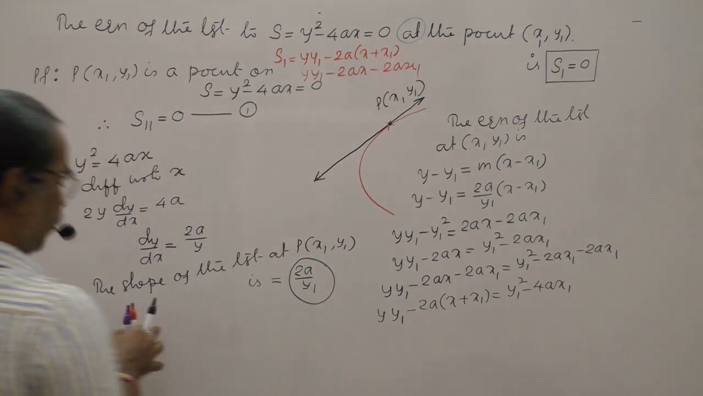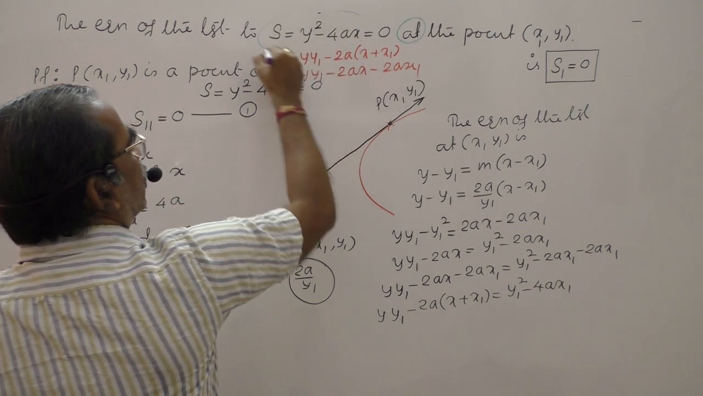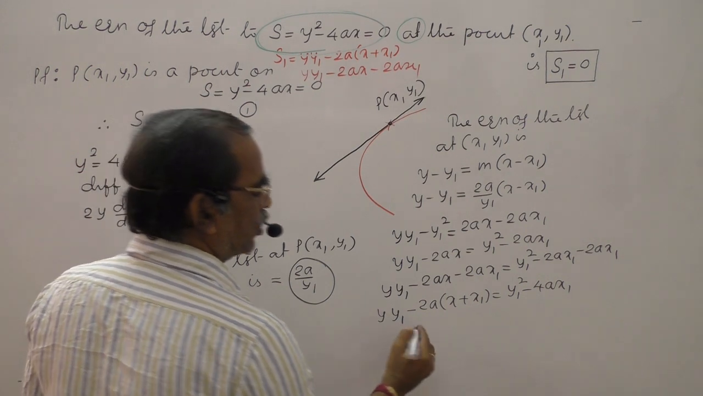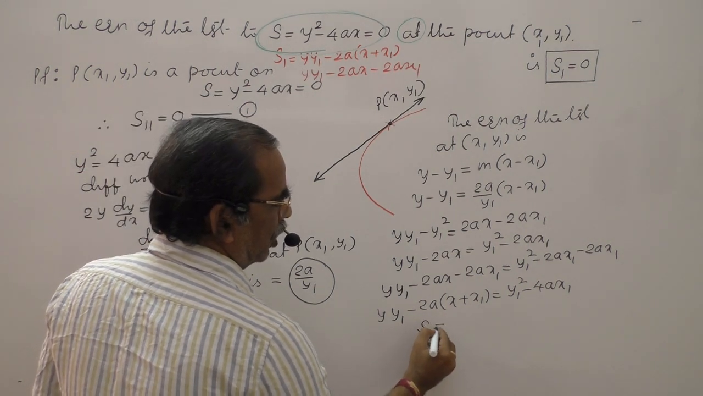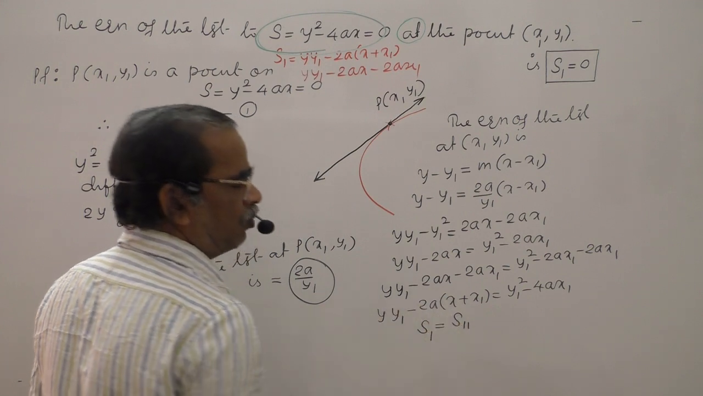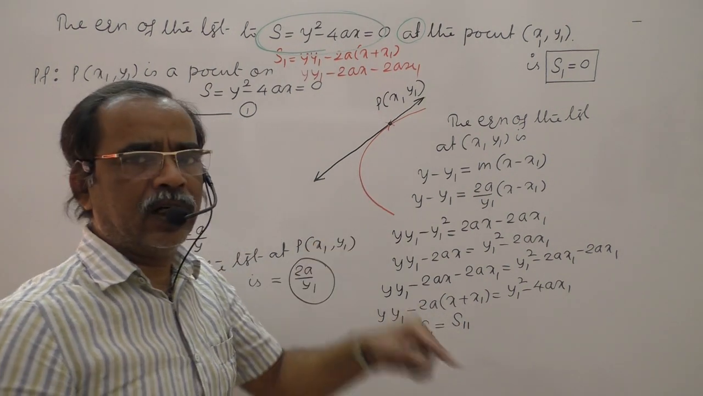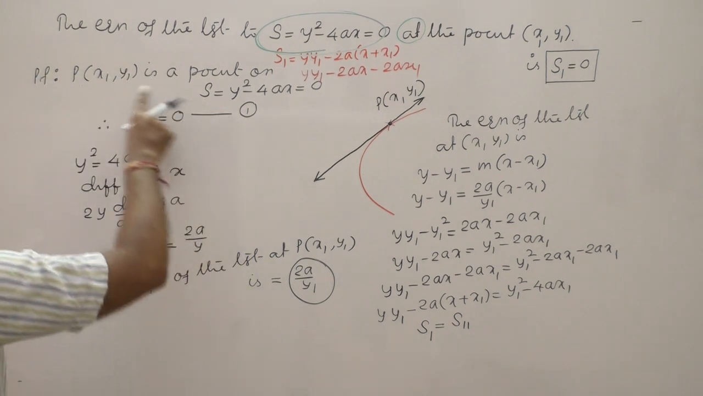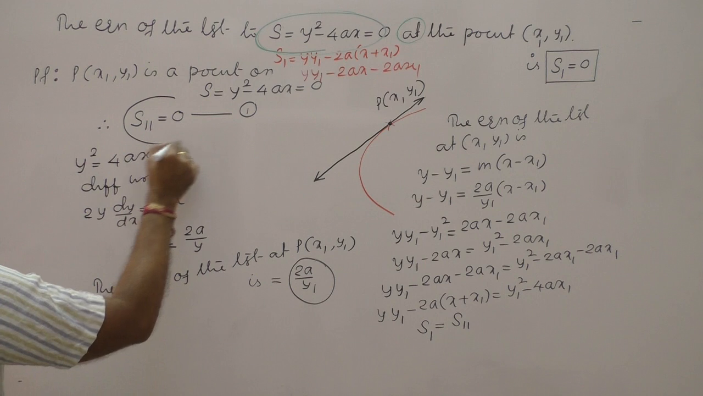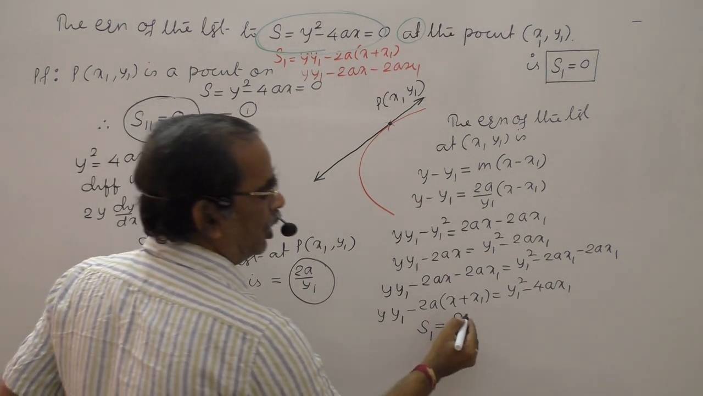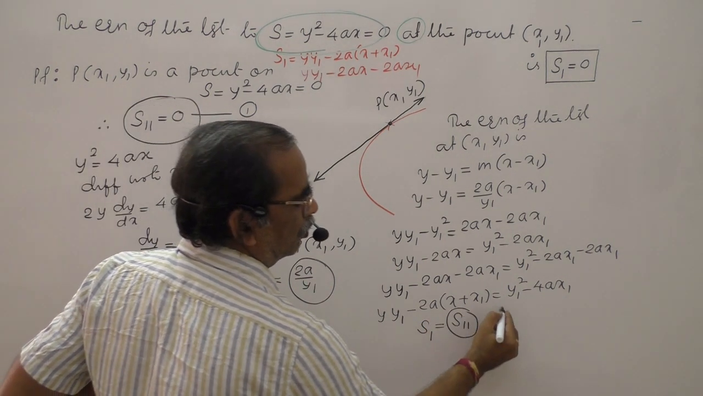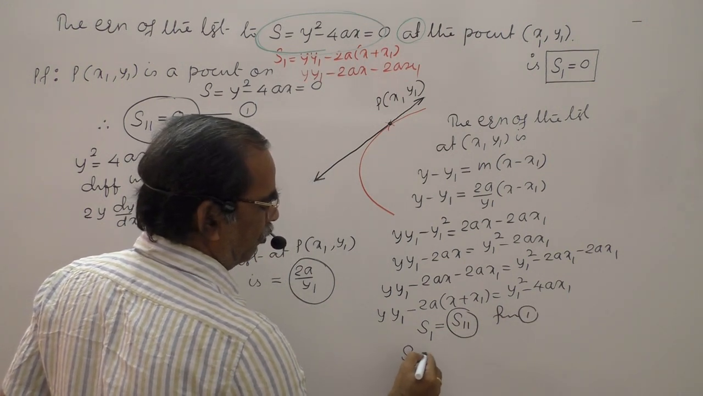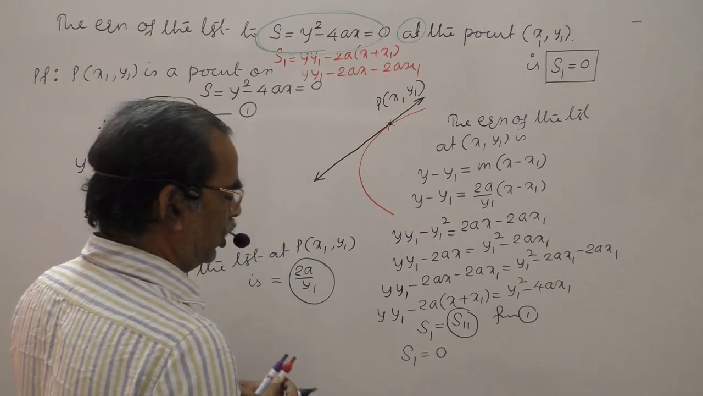For the given curve, which curve? This curve. S is equal to this. For this curve, what is the left side expression? It is S1. The right side one is S11. But we are finding the tangent at the point. Therefore, the point is on the curve. When the point is on the curve, S11 is 0. Therefore, from equation 1, this becomes 0. So from equation 1, S11 is 0, therefore we will have S1 equal to 0.